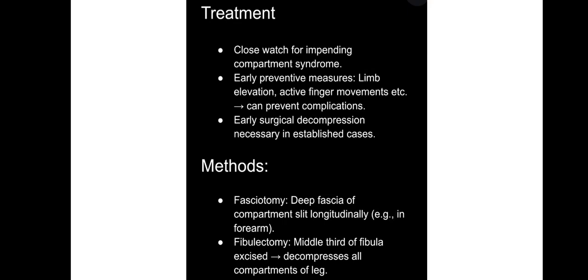So there are two methods. First is fasciotomy, which is commonly performed. That is, the deep fascia of the compartment is cut or slit longitudinally, for example in the forearm. The second surgery is fibulectomy, in which the middle third of the fibula is excised. It decompresses all compartments of the leg.